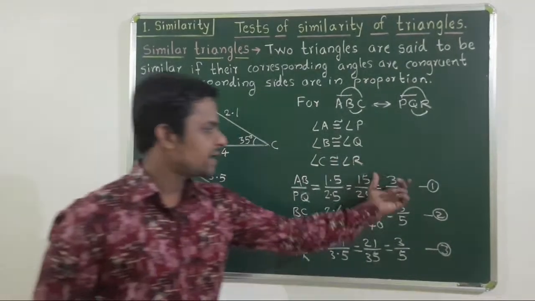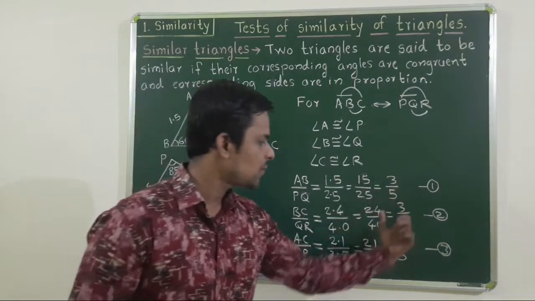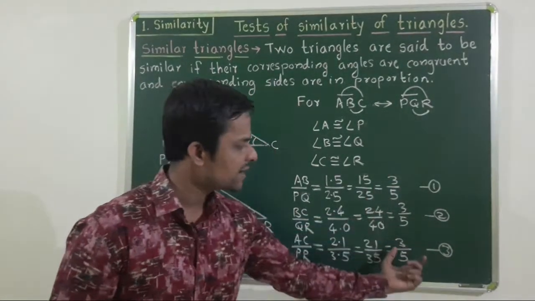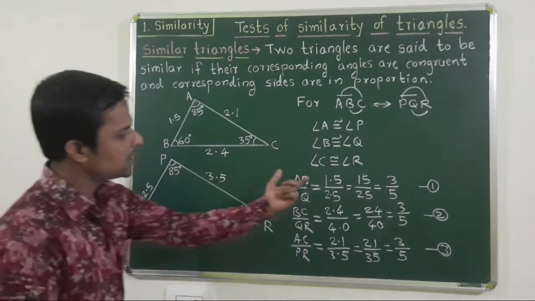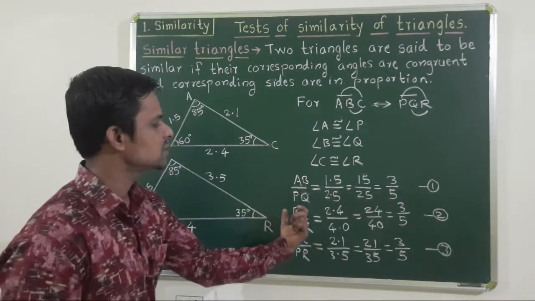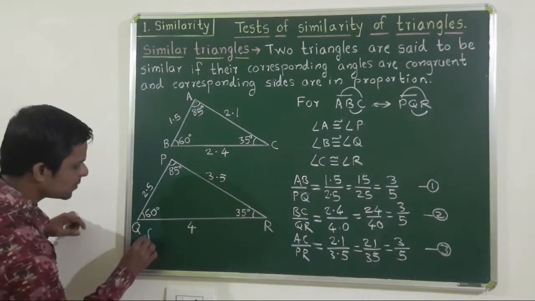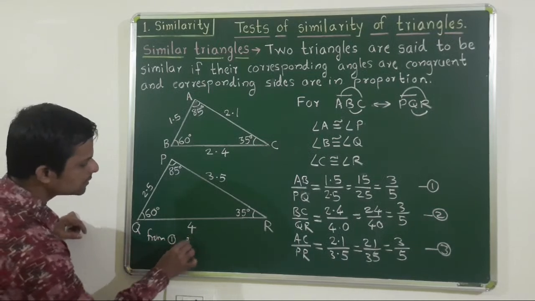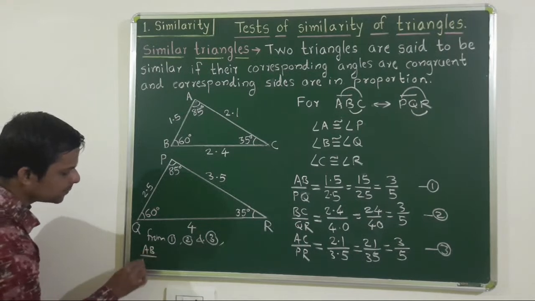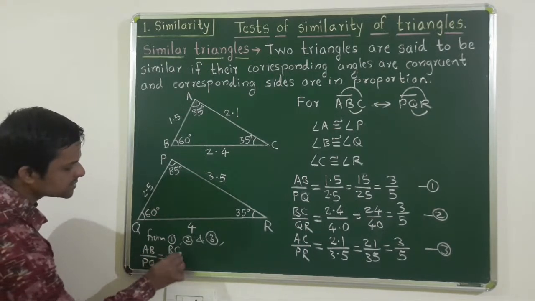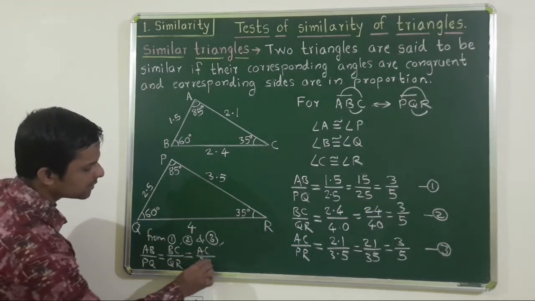Now observe the right hand sides of all these three statements, that is 3 upon 5, 3 upon 5, 3 upon 5. Their right hand sides are same, therefore their left hand sides will also be same. Hence from 1, 2 and 3 we can write AB upon PQ is equal to BC upon QR is equal to AC upon PR.